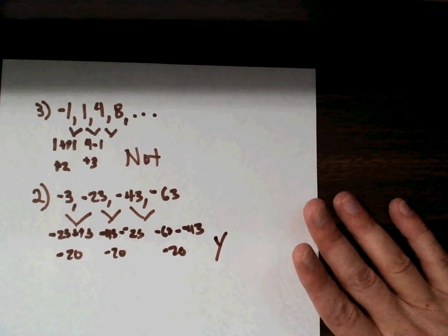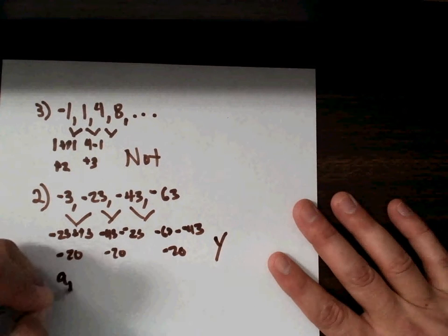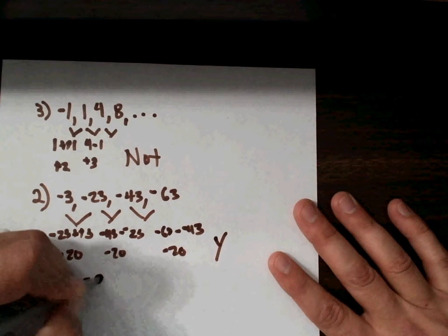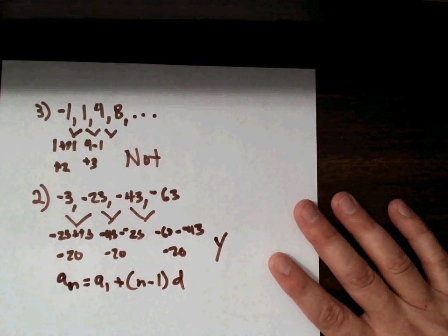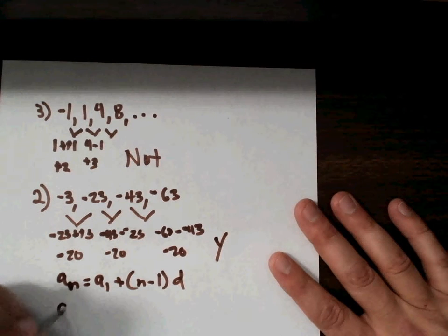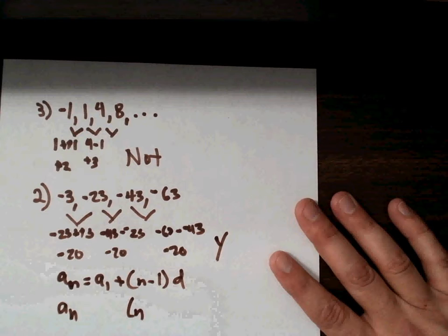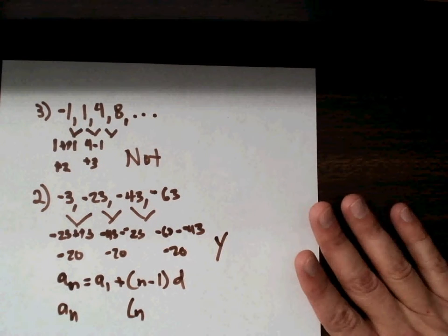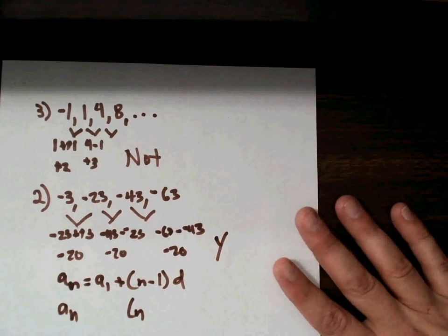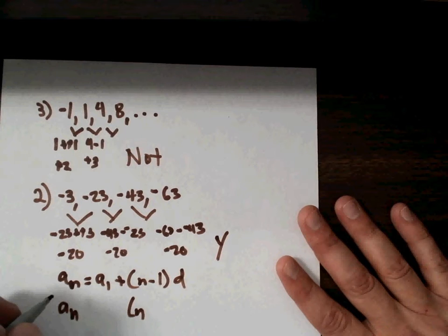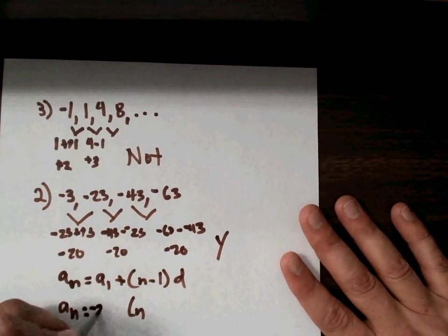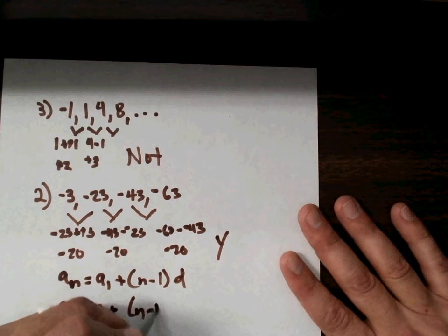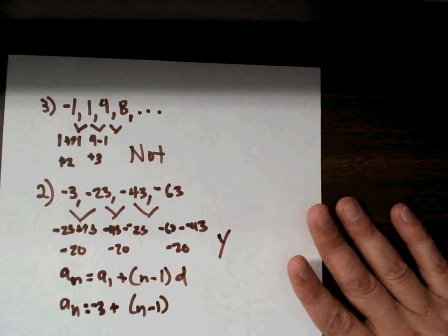And so the explicit equation is this. Correct? So let's plug in what we know. We need A of n and n to stay because those are my input and output variables, right? And so what's my A1 term? Negative 3. What's my D? Negative 20.